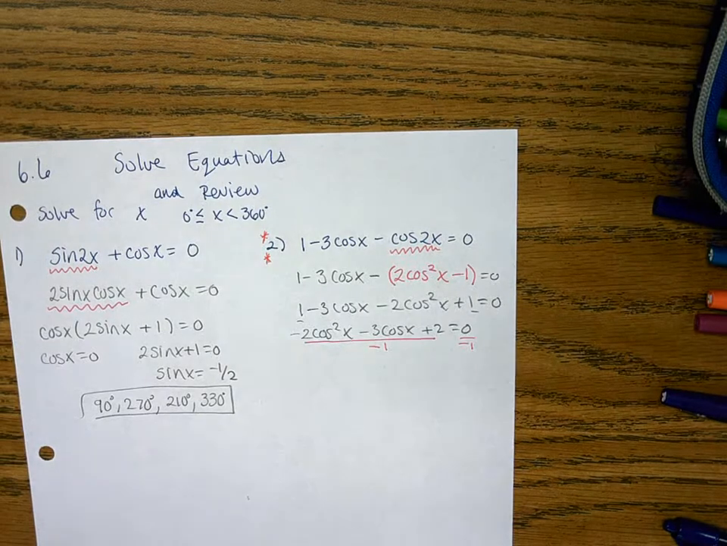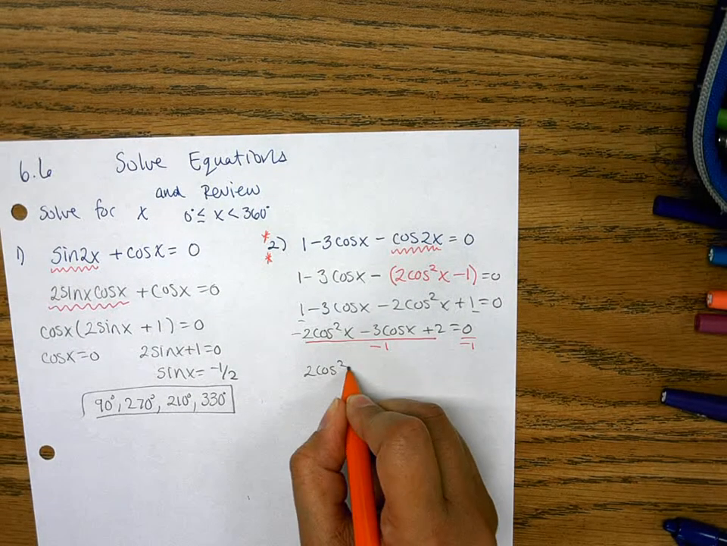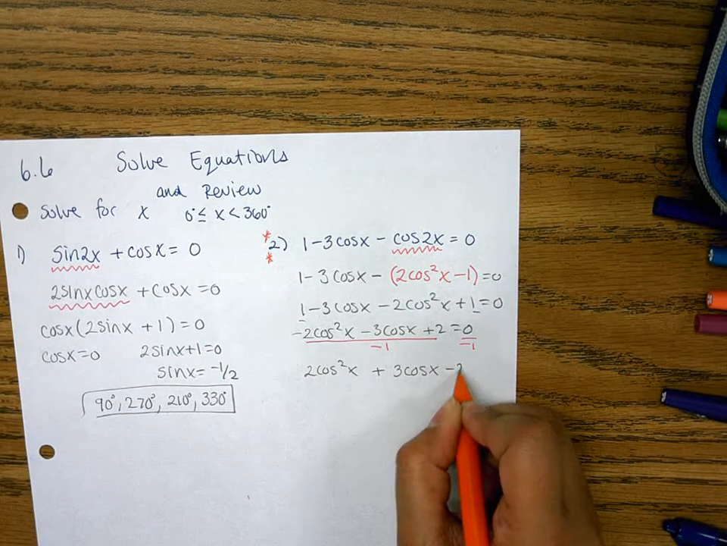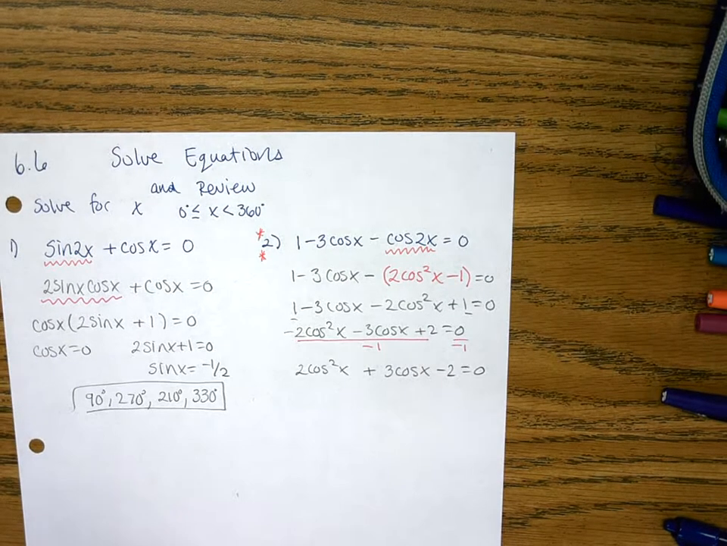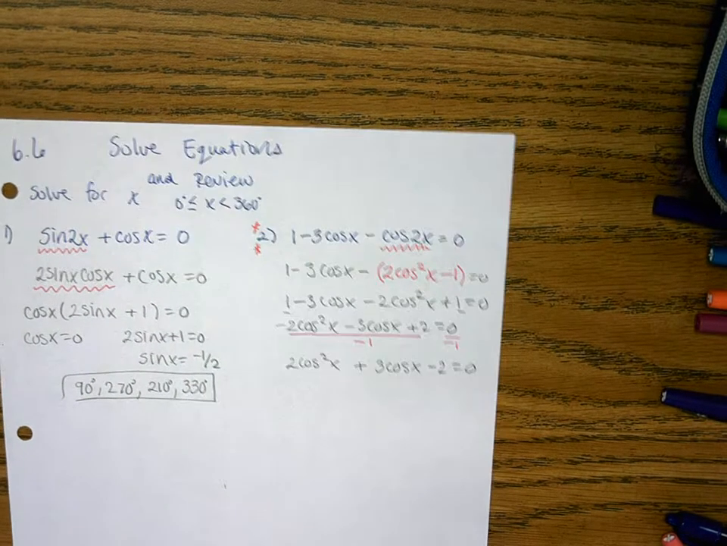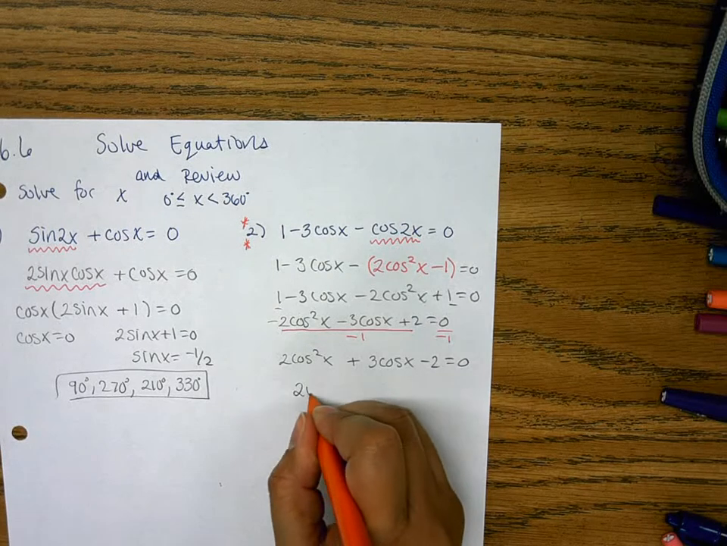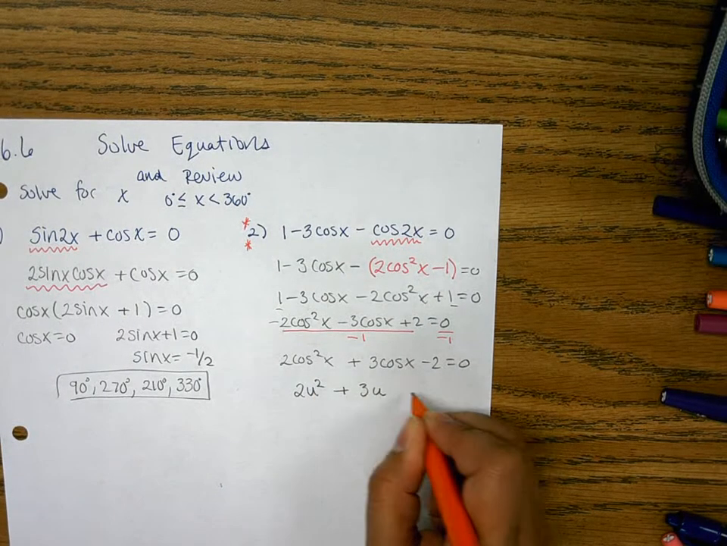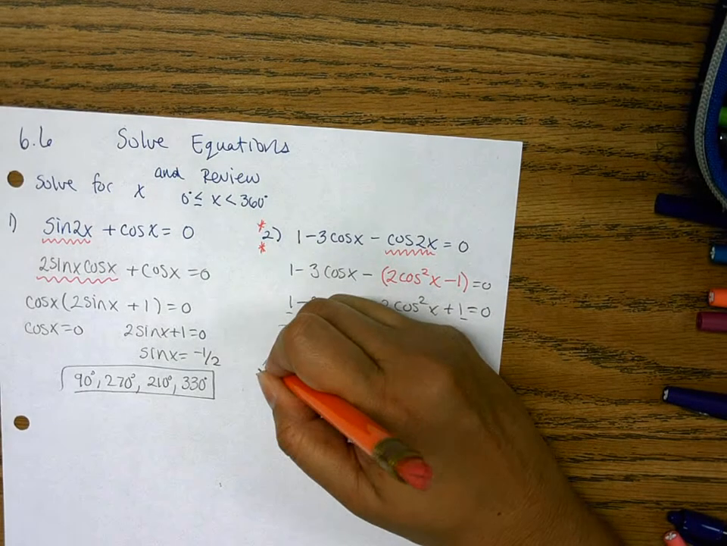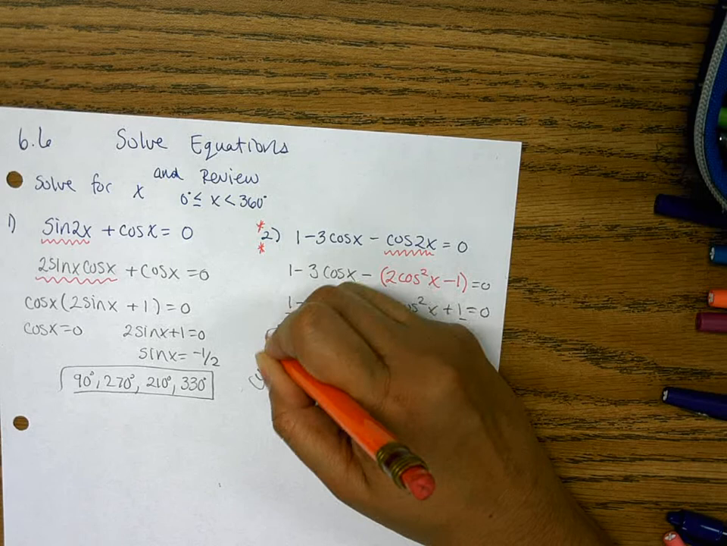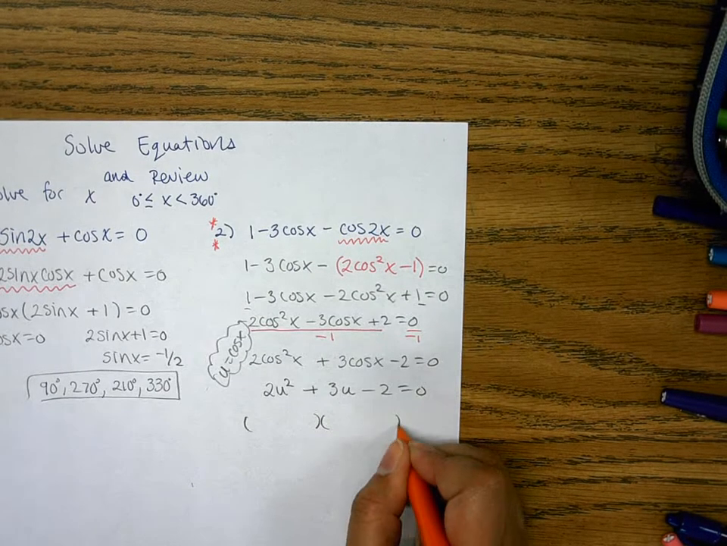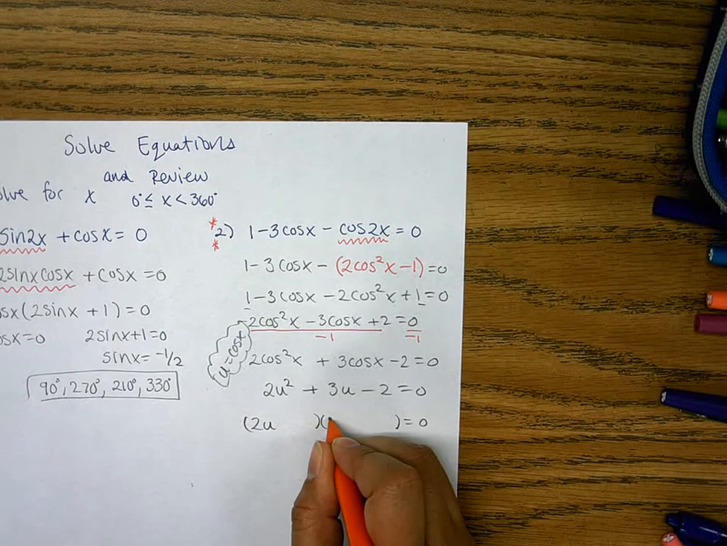Divide both sides by negative 1 or move everything over to the other side. Positive 2 cosine squared x plus 3 cosine x minus 2 equals 0. And then it's up to you how you factor it. Factor as it is or use substitution: 2u squared plus 3u minus 2, where we let u equal cosine of x. Again, you don't have to. If you can factor as is, go for it.